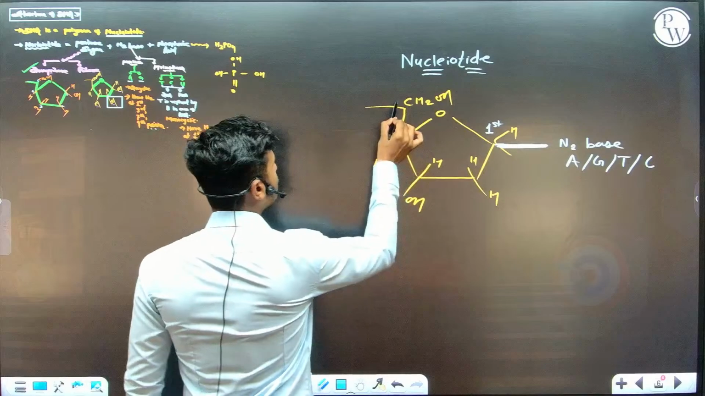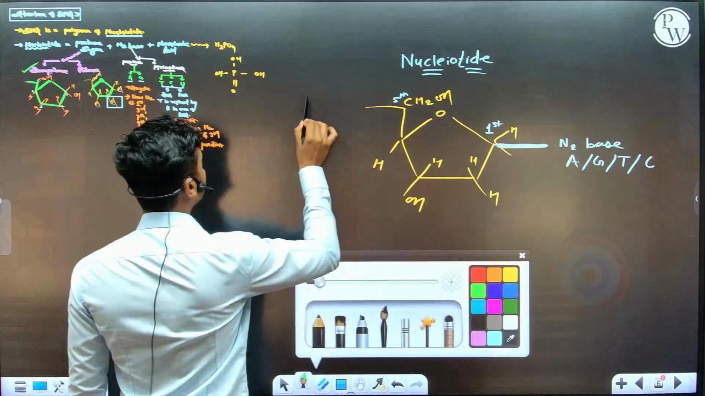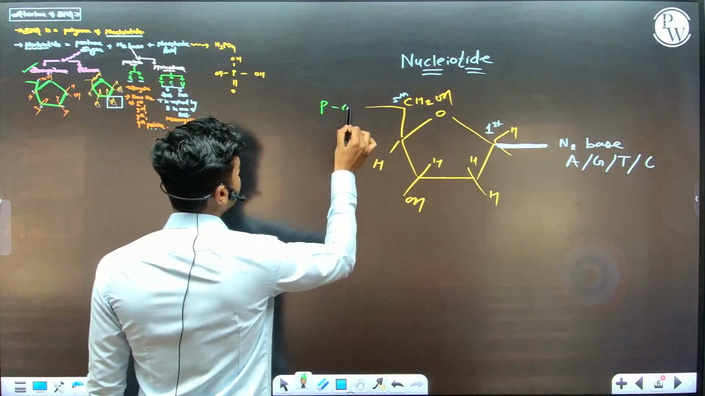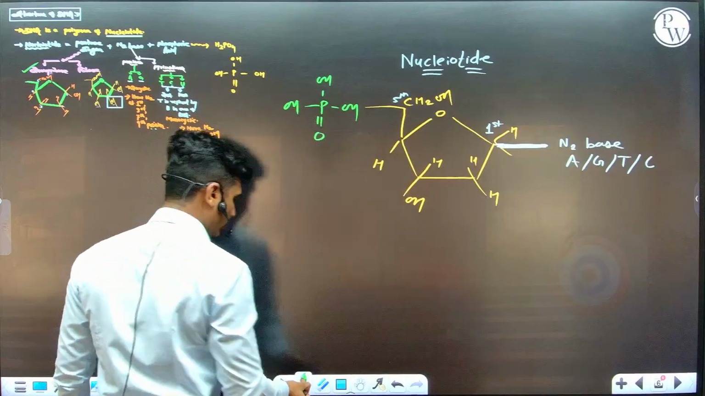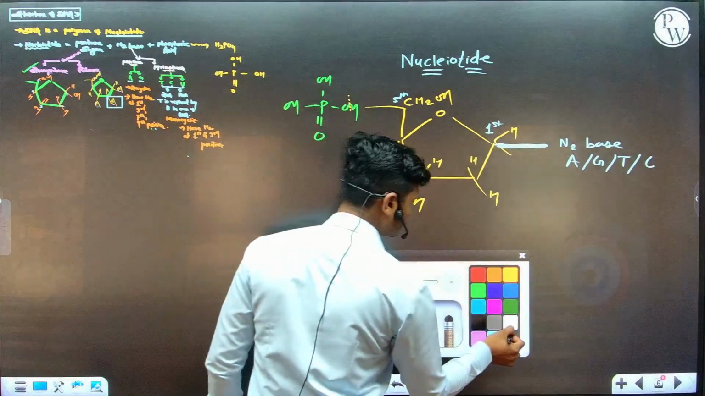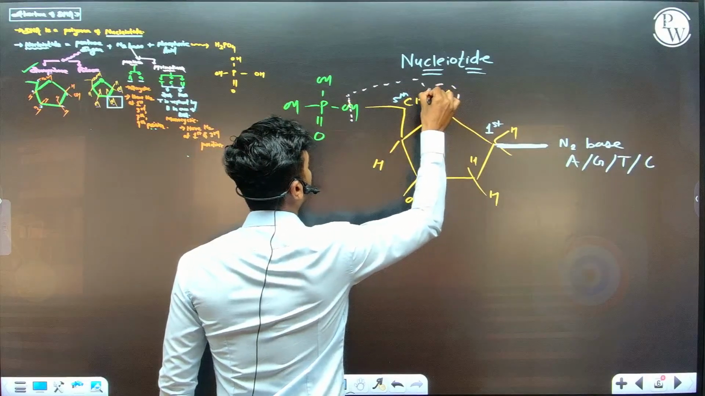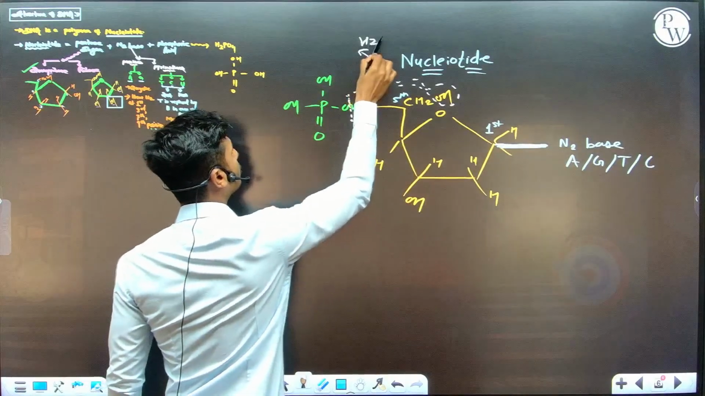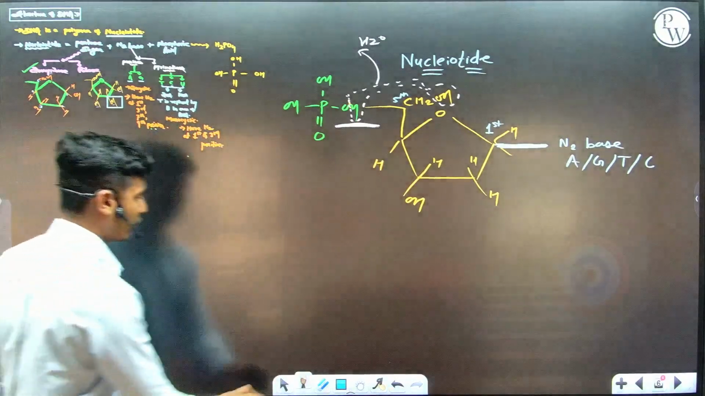On 5th position, this is the 5th position. Not pentose sugar, sorry. At 5th position, the phosphorus group is attached. Phosphorus, here is OH, here is OH, here is OH, and double bond O. So, elimination of water, this hydrogen, and there is an elimination of H2O, formation of bond here, and 2 bonds are formed here.